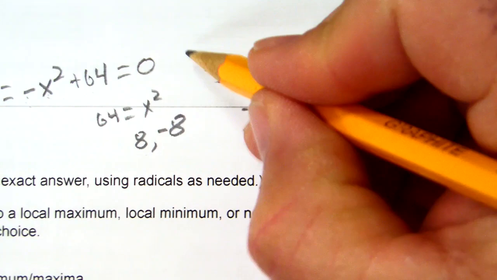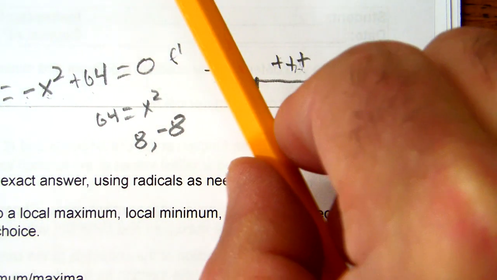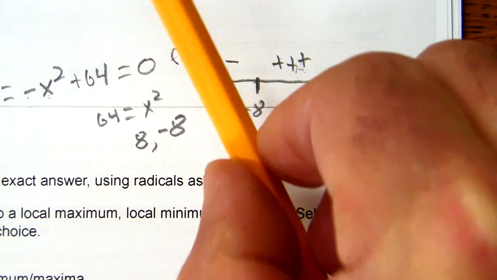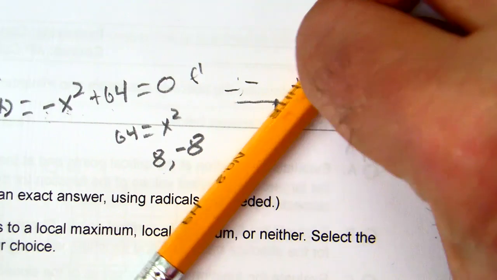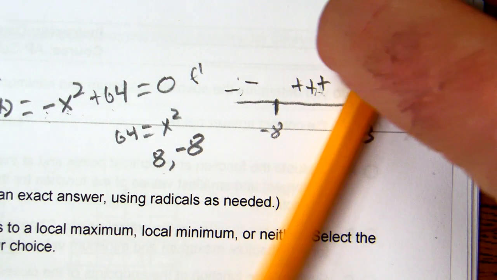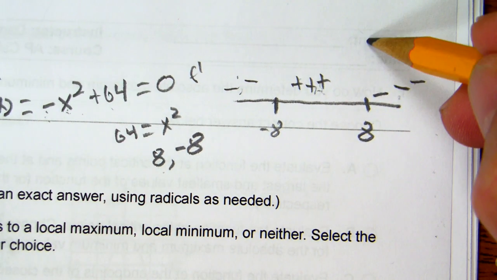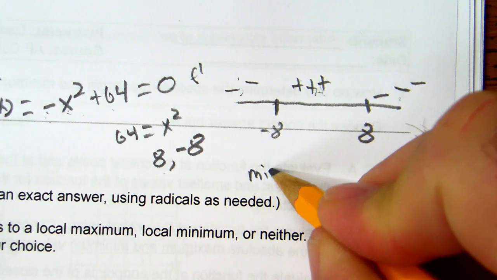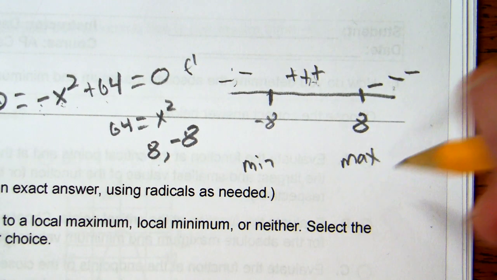Well, this is the number line analysis of the first derivative. And that's telling me my slope of my tangent line, on the original function, goes from a negative to a positive. So that means at -8, there must be a minimum. And then at +8, the slope of my tangent line goes from a positive to a negative. That tells me I must have a maximum. So at -8, I have a minimum on the original function, and at +8, I have a maximum on the original function.